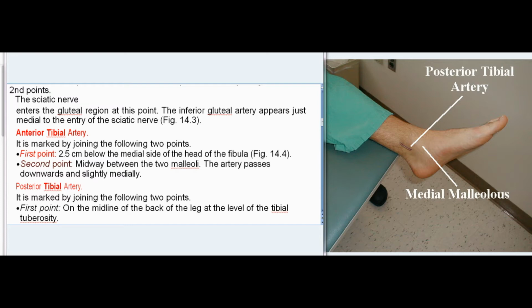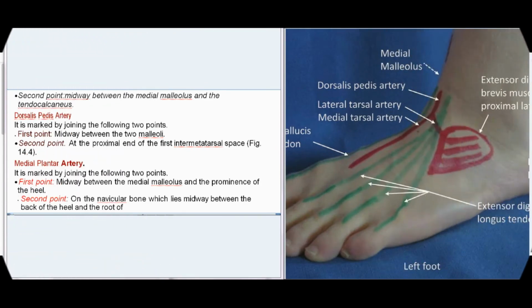Posterior tibial artery. It is marked by joining the following 2 points. First point, on the midline of the back of the leg at the level of the tibial tuberosity. Second point, midway between the medial malleolus and the tuberosity of the calcaneus.